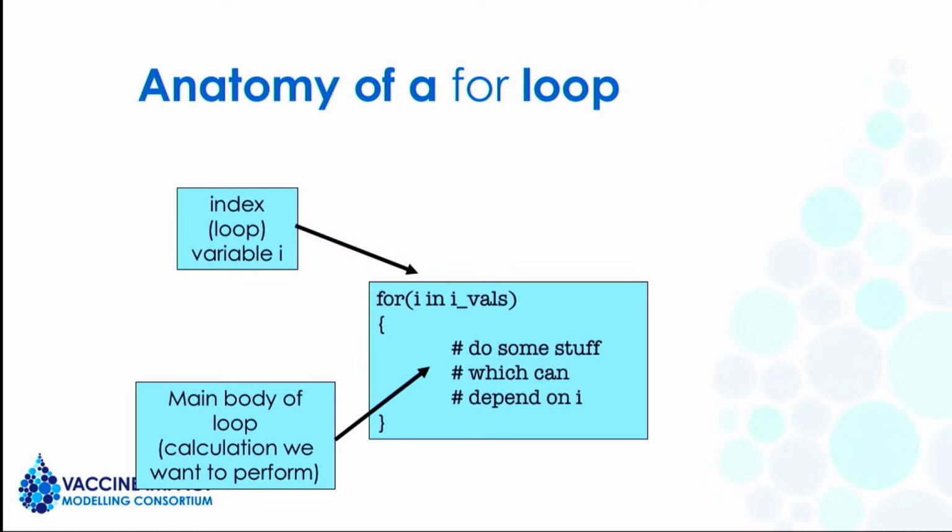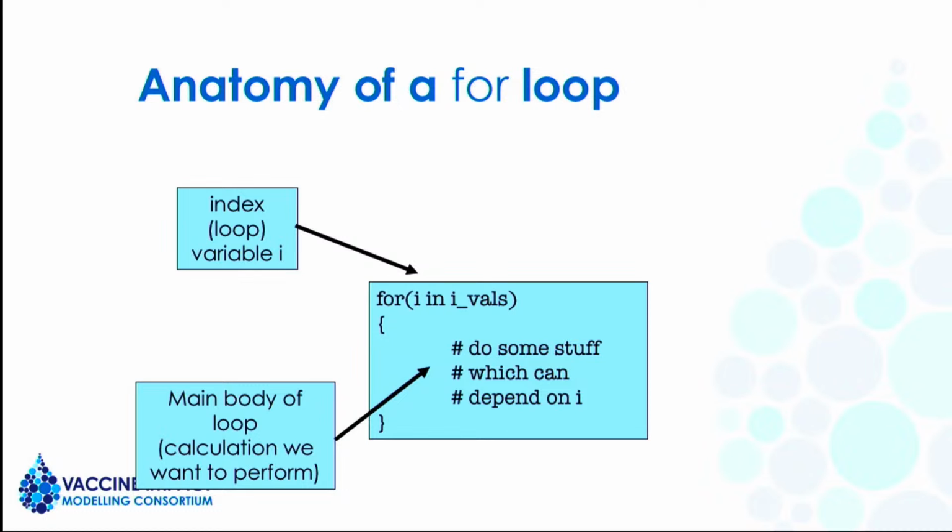Okay? So in R, we have this construction, we have a keyword called for, and then we open brackets, we define the name of our loop variable. It can be anything we want. I've called it i here. And we have another keyword called in, which says we want to look at all the values, which we're going to call i, from some vector of values, which here I've called ivals.